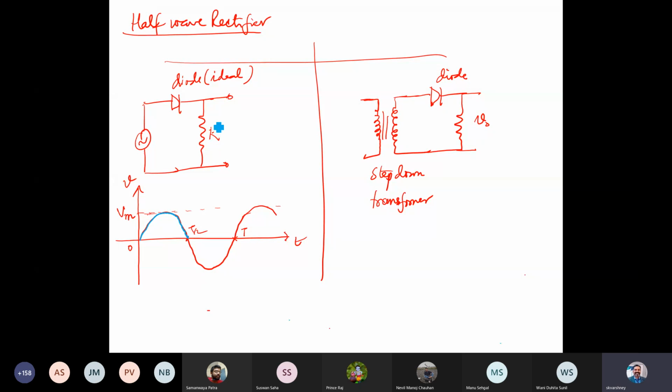Now for the negative half cycle, let's go for the negative half cycle. For the positive cycle the diode is on. For the negative cycle, the diode is off, and it behaves as an open circuit. It means the current I is 0. So the voltage across the resistor, since you are measuring across the resistor, is simply 0. So you get it like this. The positive cycle, sorry, should be like this. So the diode is on.